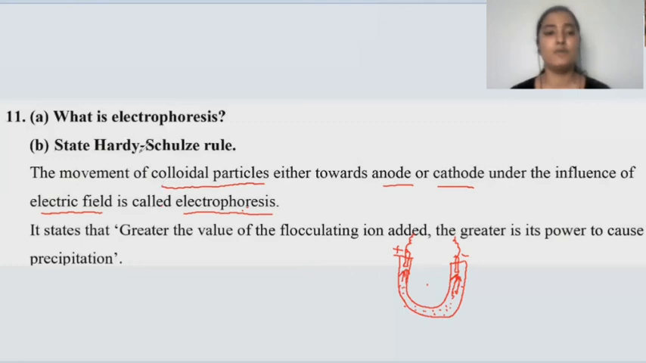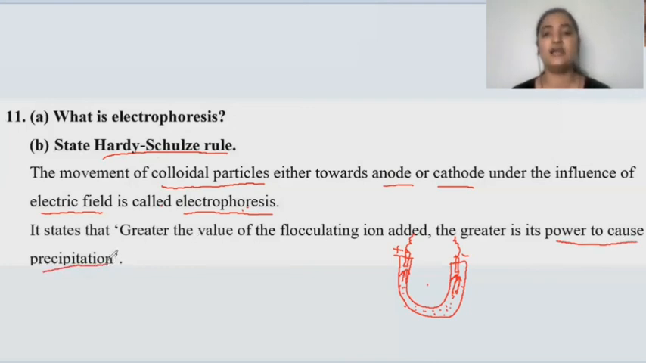Then let me move towards the question B here. The question B is telling you to state Hardy-Schulze rule. They have asked what the Hardy-Schulze rule says. When you consider the Hardy-Schulze rule, it states that the greater the valency of the flocculating ion added, the greater is the power to cause precipitation.